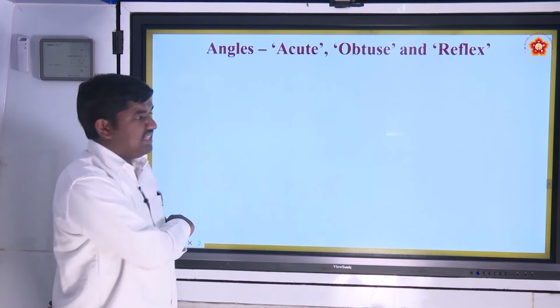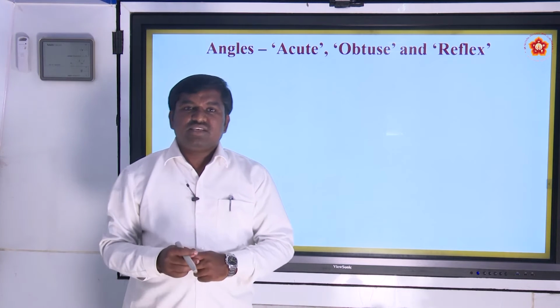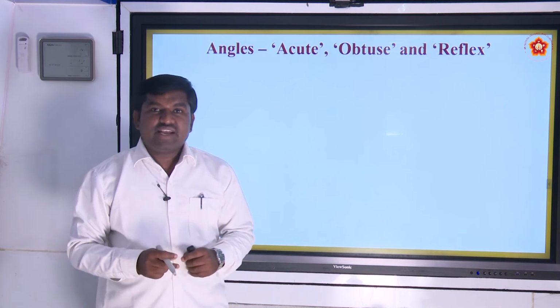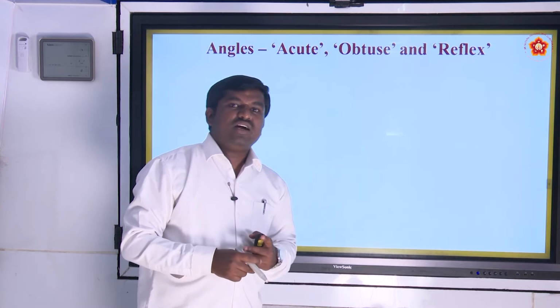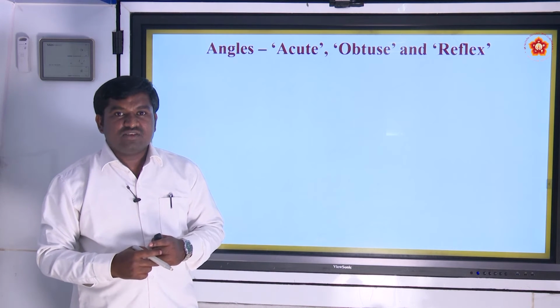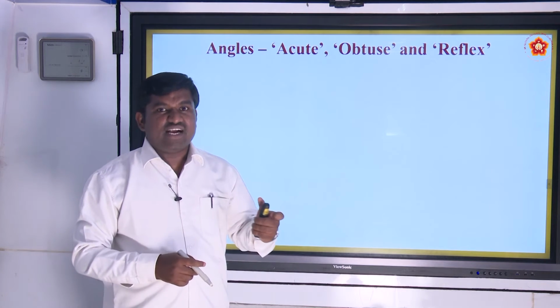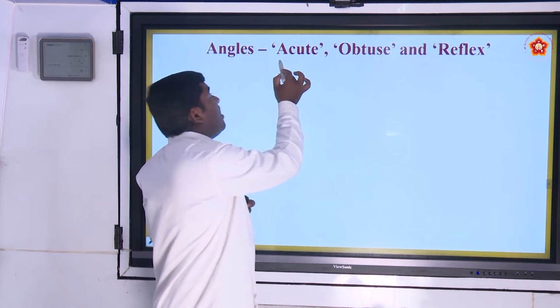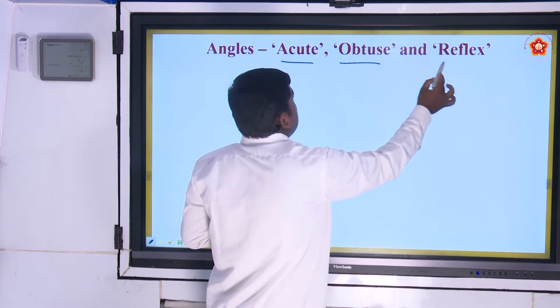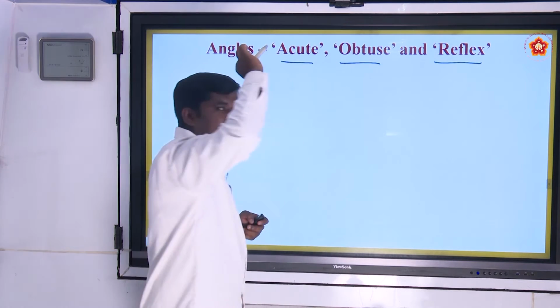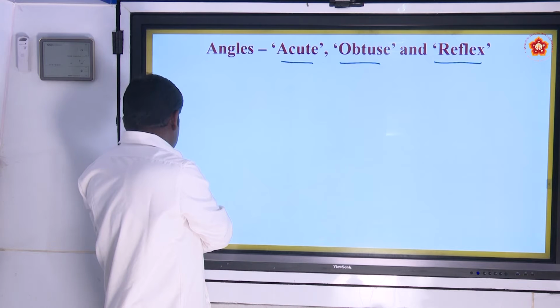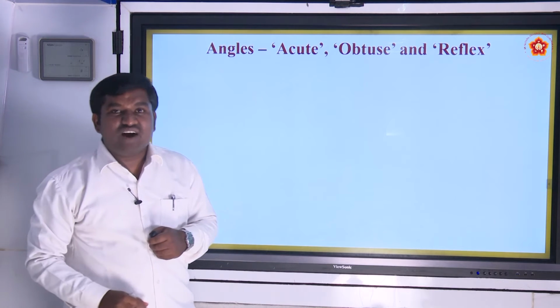Next, angles. In the last class we studied about right angle, straight angle and one complete angle. With the basis of that we will learn acute angle, obtuse angle and reflex angle. So we will go one by one.